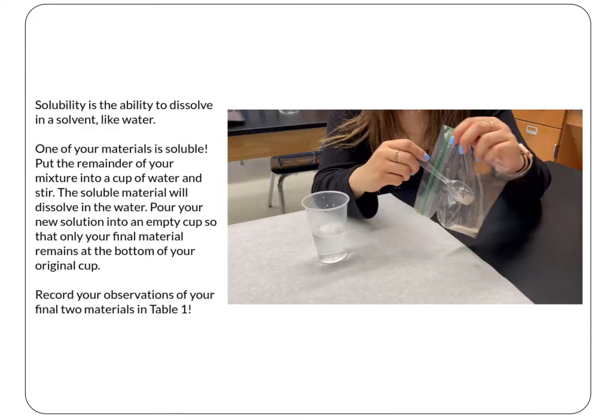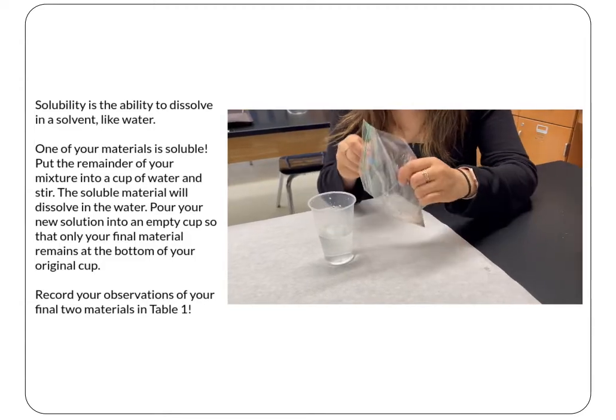The final method we'll be using to remove one of your materials from the mixture is solubility. Solubility is the ability to dissolve in a solvent like water. When a material dissolves, it will no longer be visible because its molecules are hidden between the water molecules. It forms a solution. Materials that cannot dissolve will remain visible because they are not a part of this solution. One of your materials is soluble.